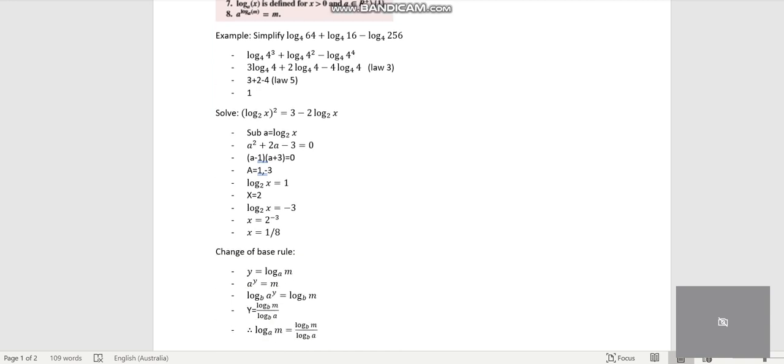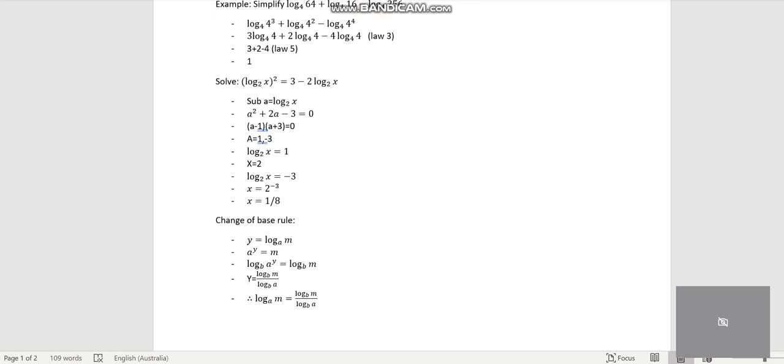This is the change of base rule. If you have an equation y equals log a of m, then a to the y equals m. What you can do is take log b of both sides: log b of a to the y equals log b of m, and y equals log b of m over log b of a. Therefore, log a of m equals log b of m divided by log b of a. That's the proof of how you can change the base of a logarithm. Okay, that's the logarithms.